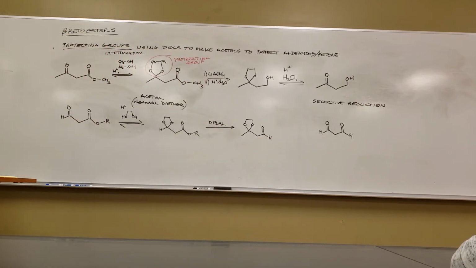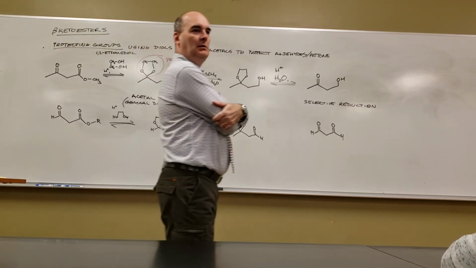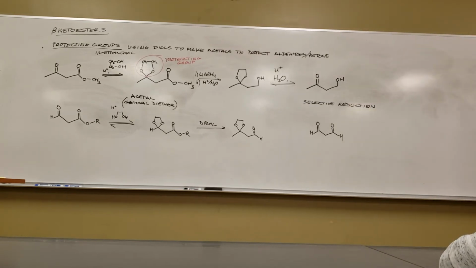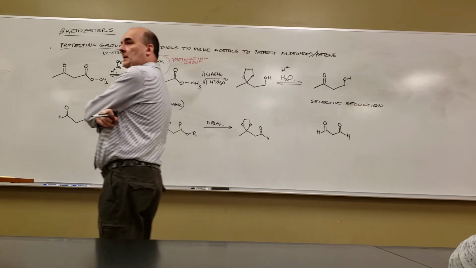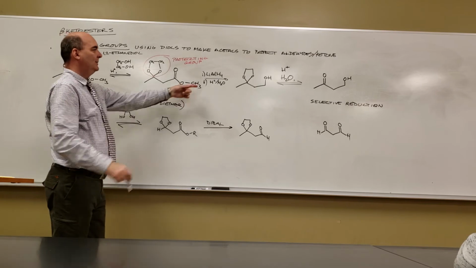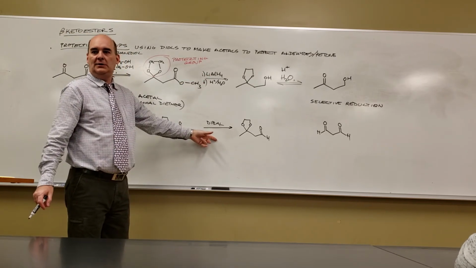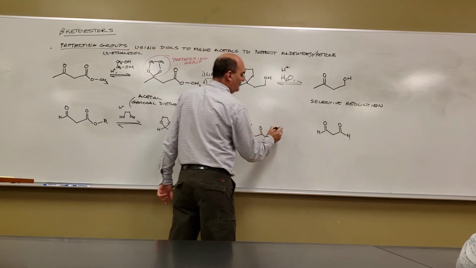Esters can be reduced to aldehydes, but of course aldehydes are more reactive than esters. So if I reduced an ester with lithium aluminum hydride, the aldehyde would react with the lithium aluminum hydride immediately and go on to make the primary alcohol. So instead of using lithium aluminum hydride, I use diisobutyl aluminum hydride instead. That gives me the aldehyde and stops the reduction.